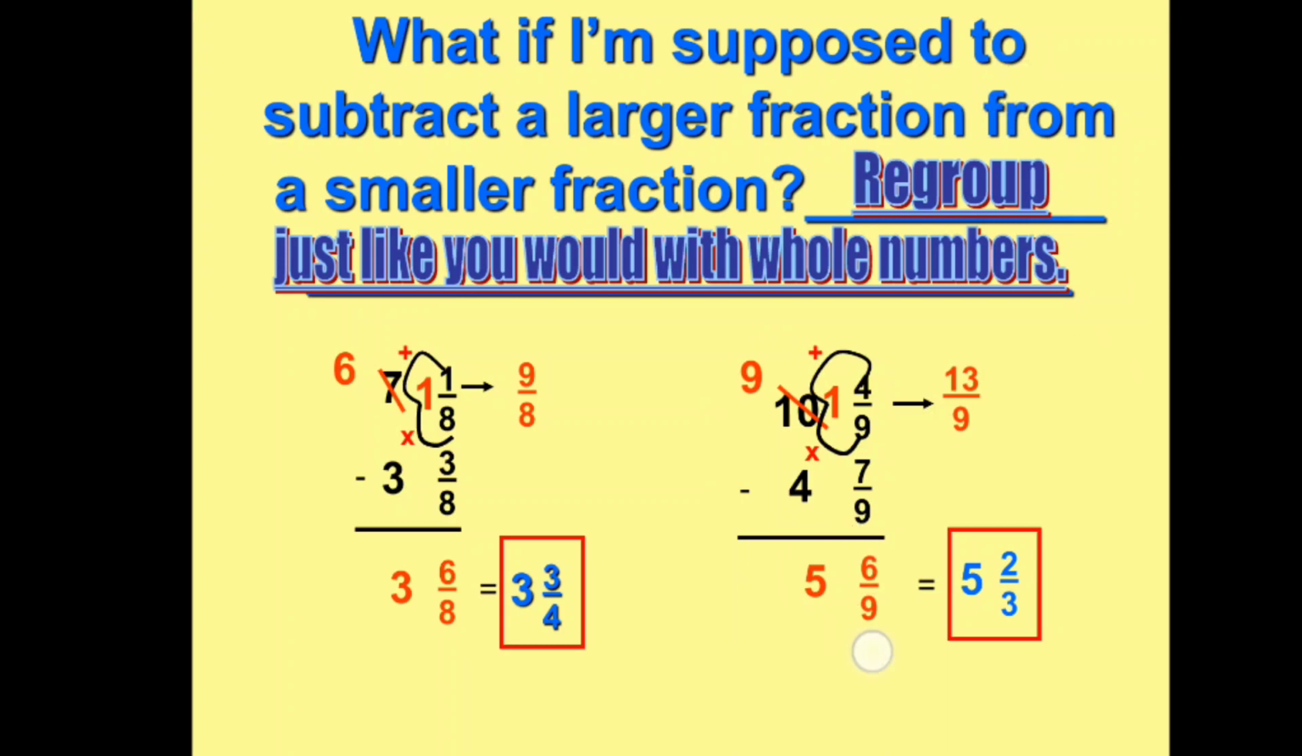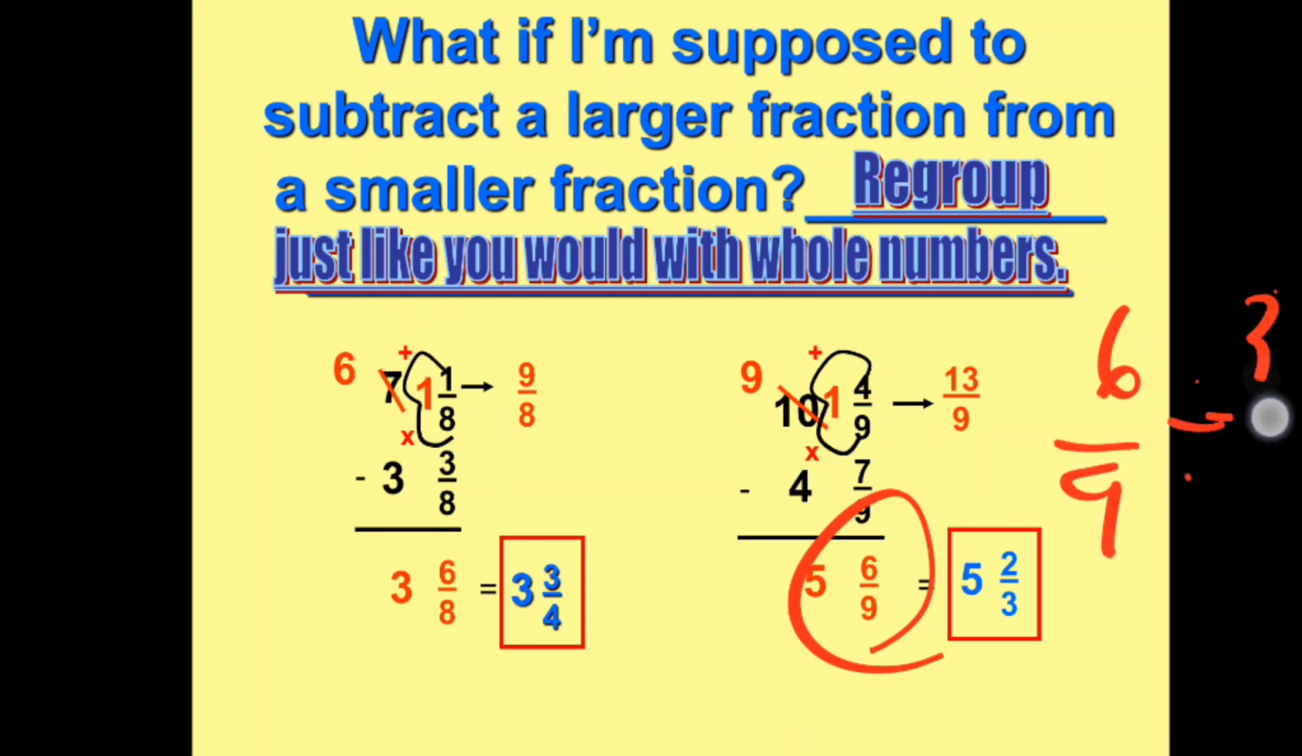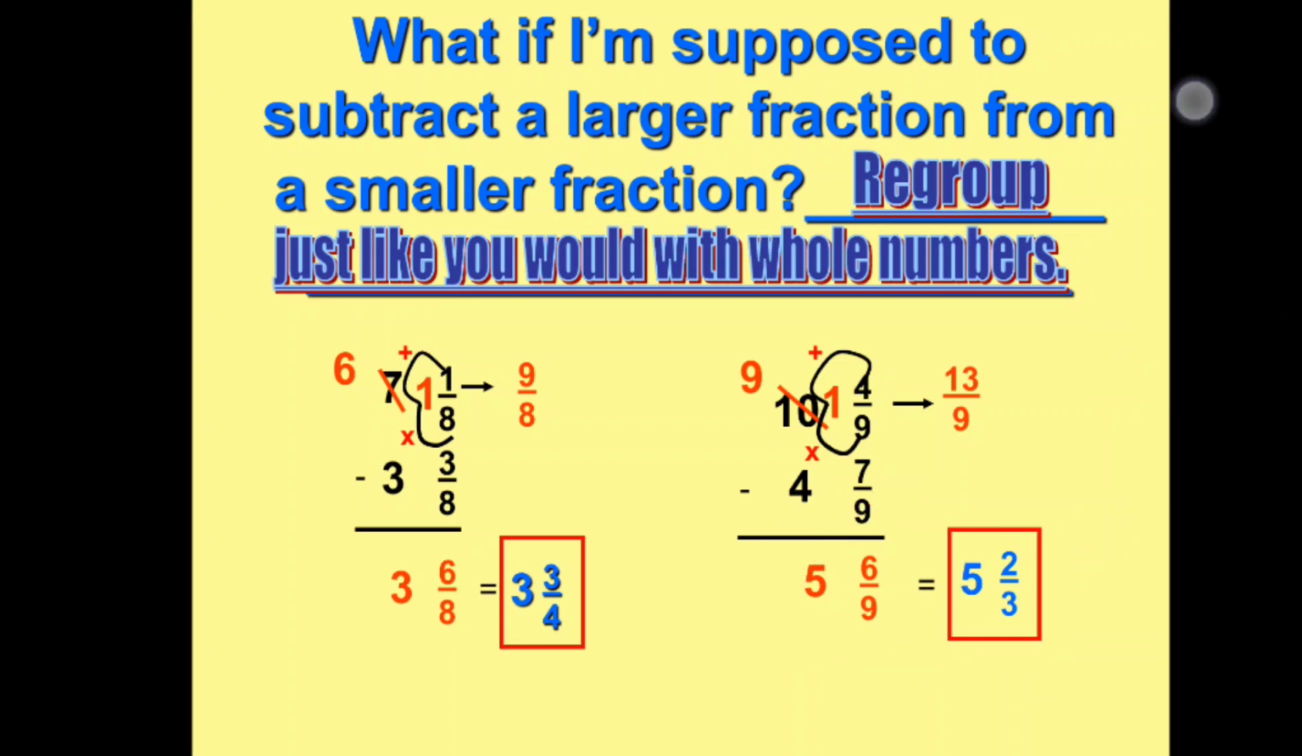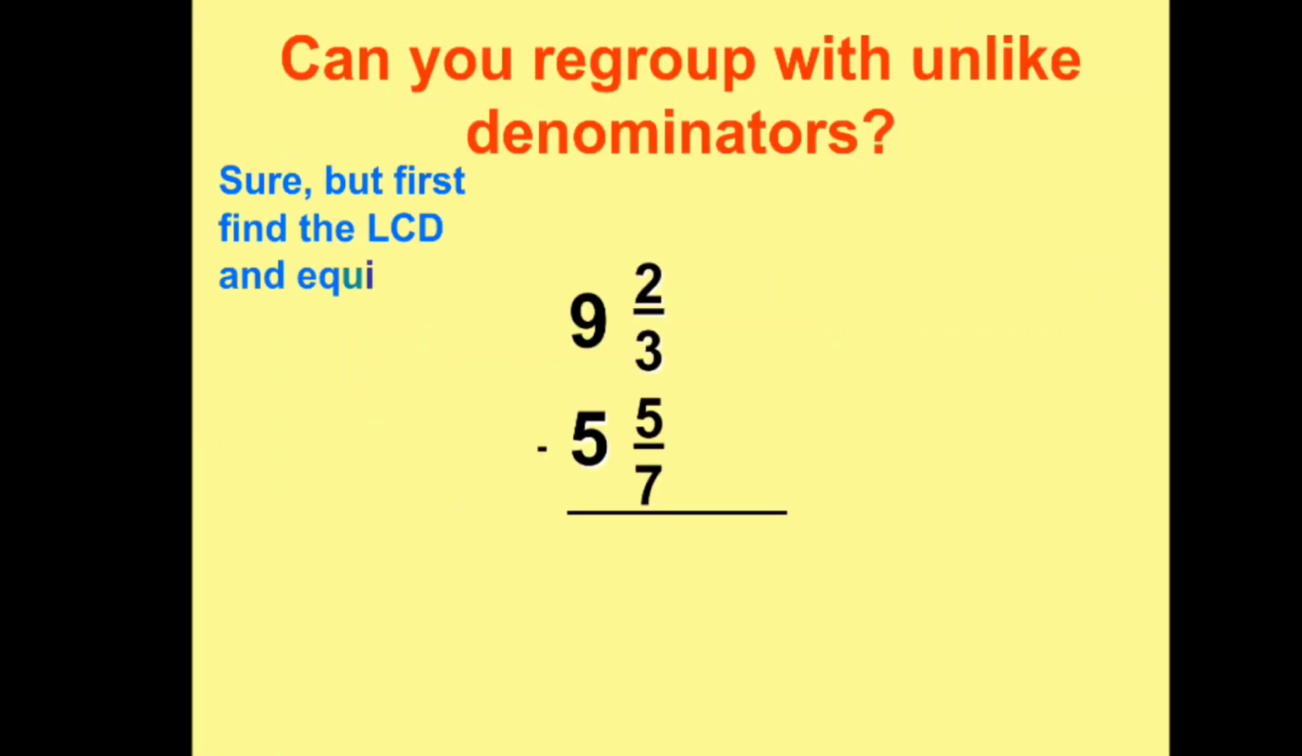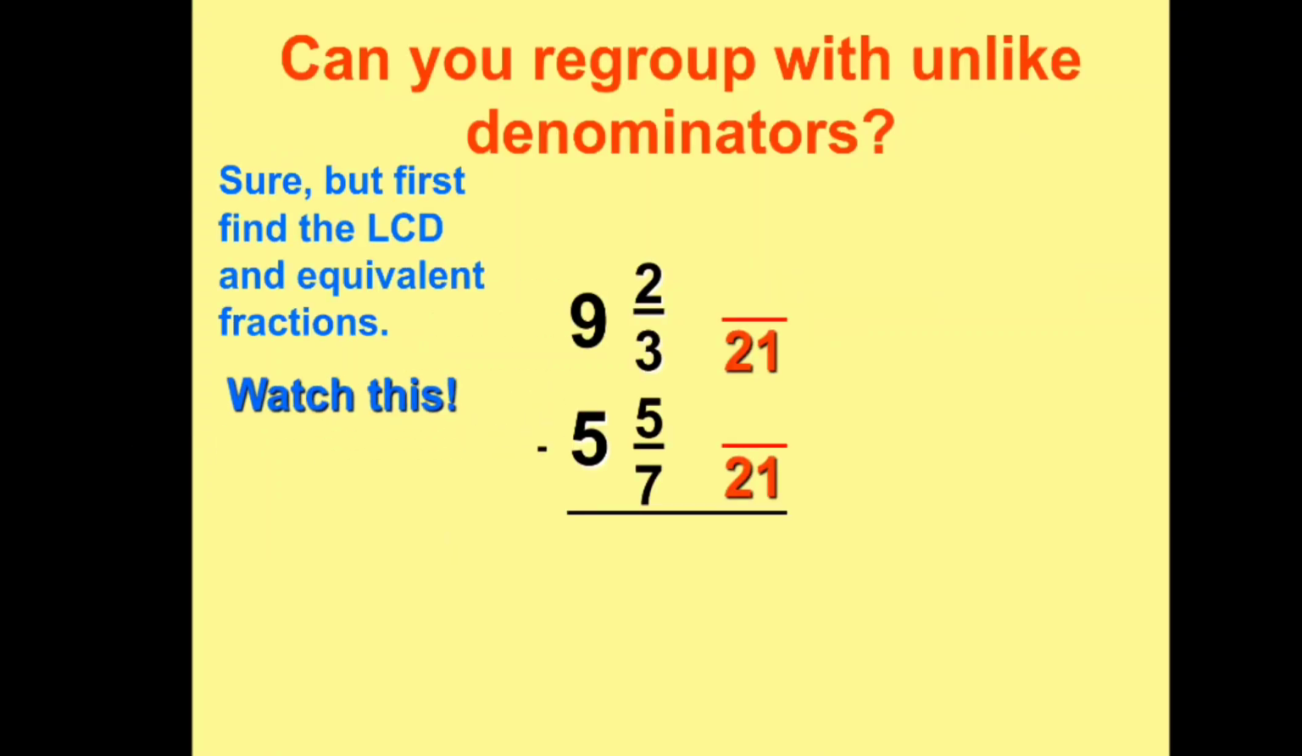This time, we can simplify 6 over 9 by dividing both by 3. And then the answer is 2/3. Therefore, our final answer here is 5 and 2/3. I hope that is clear. So now, can you regroup with unlike denominators?